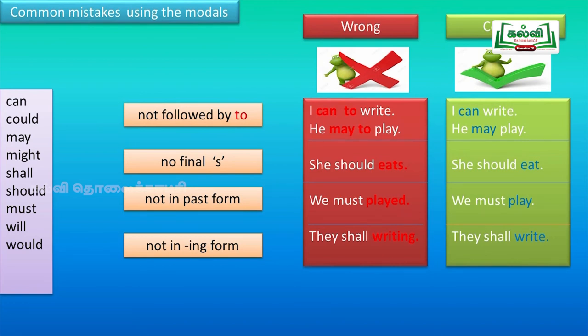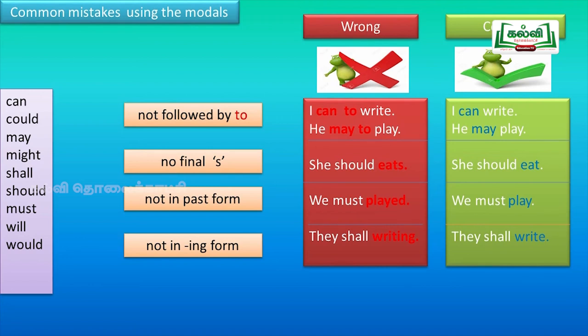Right. The first common mistake that we commit in using the modal auxiliary verbs is that a modal auxiliary verb should not be followed by to. If you write, I can to write, or he may to play, here it's wrong. So it has to be expressed without to. So a modal is not followed by to. So the correct way of writing is I can write, he may play. Come to the next one.